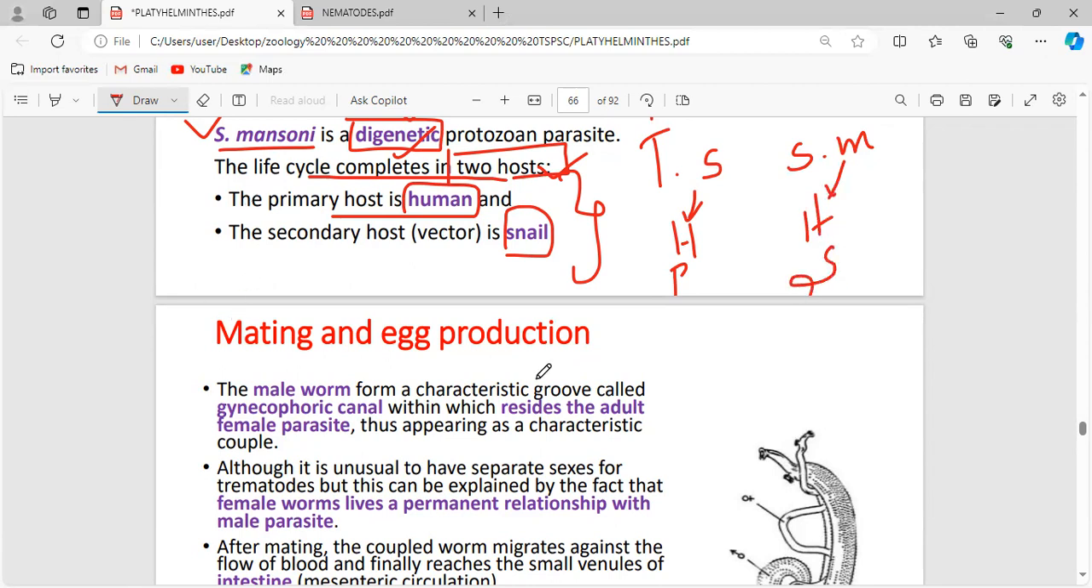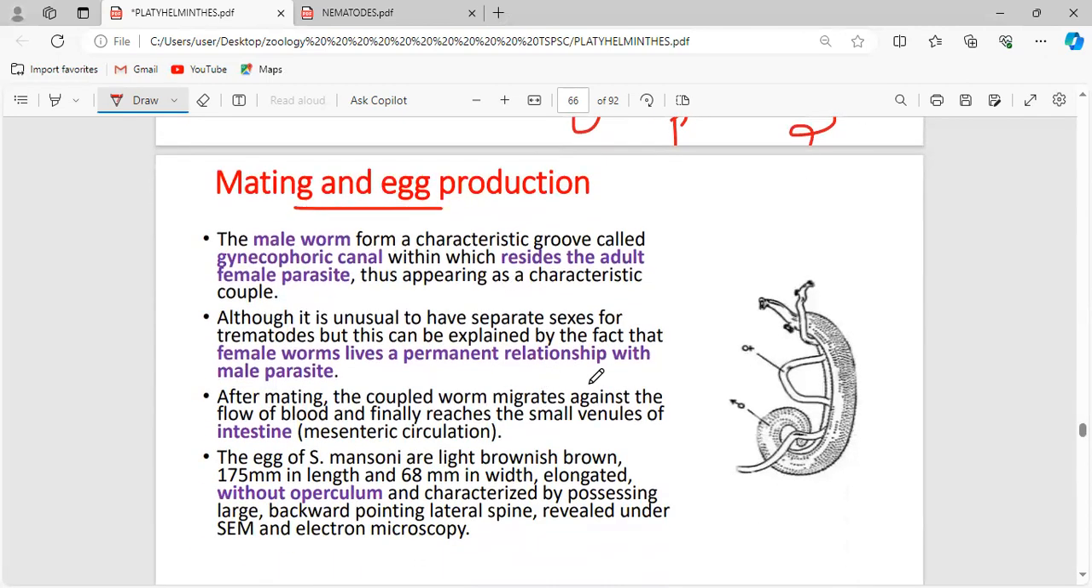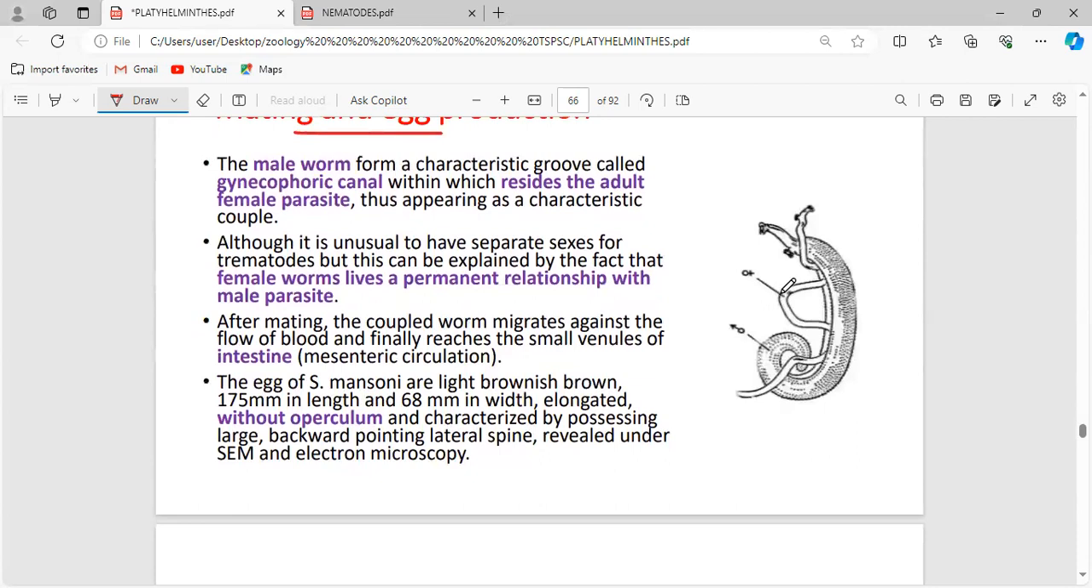This will be your questionable area. And first thing, mating and egg production. How are they going to produce eggs? See, this is how it looks. This is the female and this is the male. See how the female is lodged in the male through the gynecophoric canal. This is the name of the canal. The male worm forms a characteristic groove, and the name of this groove is the gynecophoric canal, within which resides the adult female parasite.